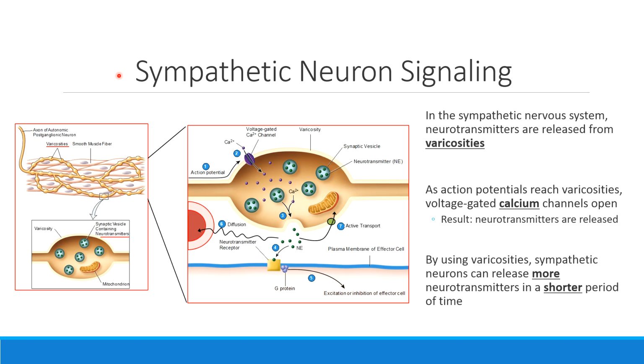So big pictures, as we're learning about the way that the autonomic nervous system sends messages. Make sure we know the difference between cholinergic and adrenergic receptors. Make sure we know the difference between nicotinic and muscarinic receptors. And make sure you can explain why varicosities are helpful to that sympathetic nervous system.